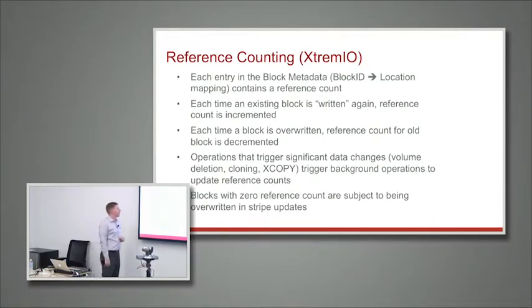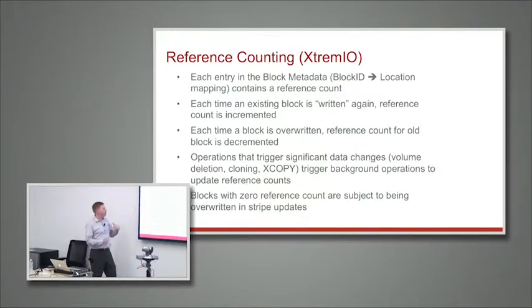ExtremeIO uses an approach called reference counting. If you recall, there's this block metadata table that maps a block ID to the location. It's distributed across the nodes based on the hashes. In that block metadata, they have a reference count. Every time a block is written, if that block was already stored, it doesn't have to store it again, but it does have to update the reference count in this metadata so it knows somebody somewhere is referencing it again.